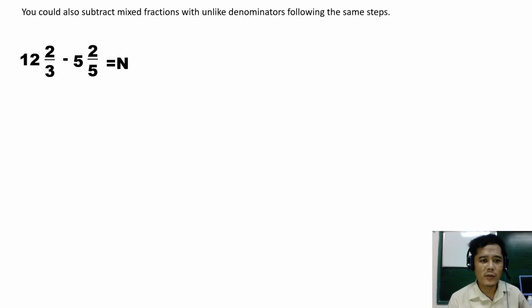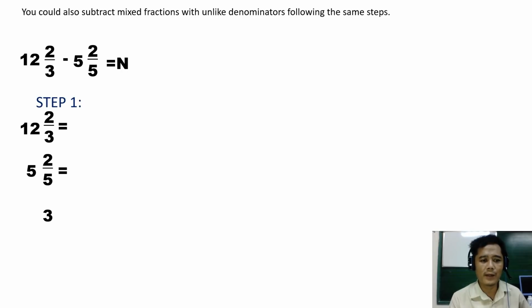Okay, you could also subtract mixed fractions with unlike denominators following the same steps. So this time, meron tayong mga whole numbers, no? Gaya nito, 12 and 2/3 minus 5 and 2/5 equals n. So same steps lang din tayo. Step 1, find the LCD of 3 and 5.